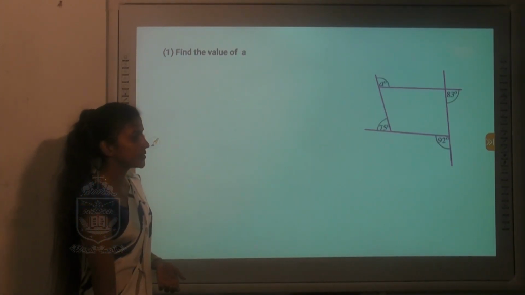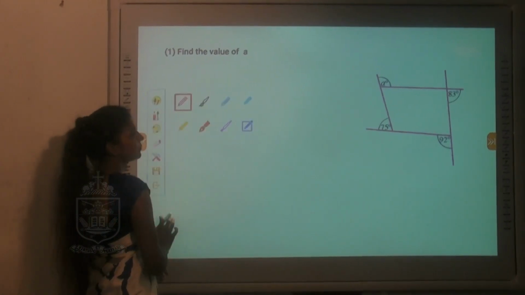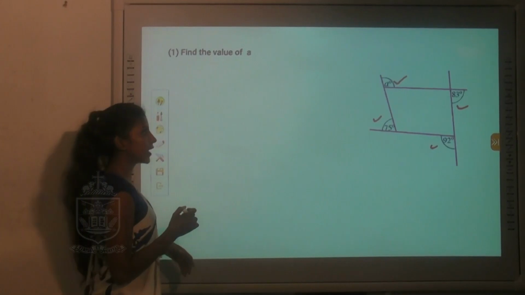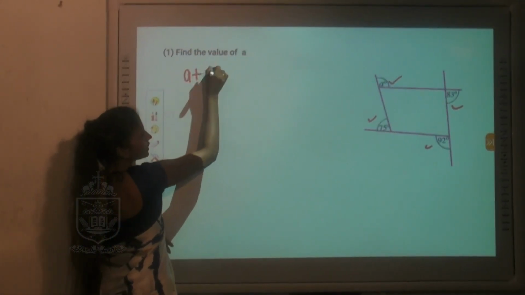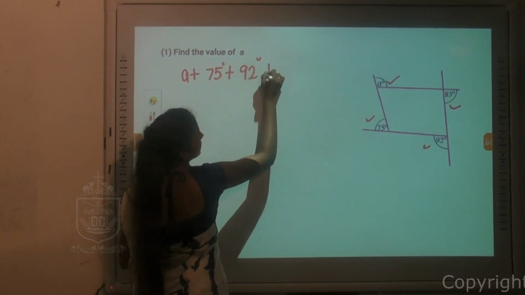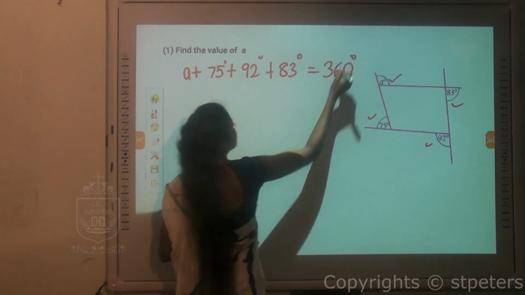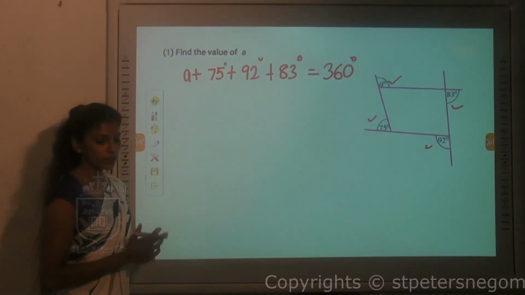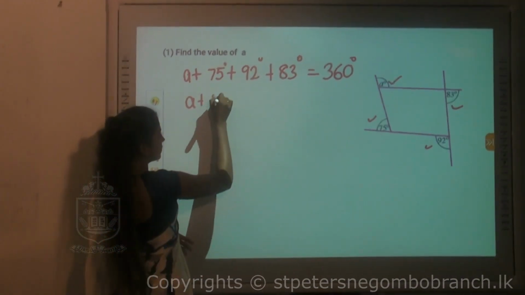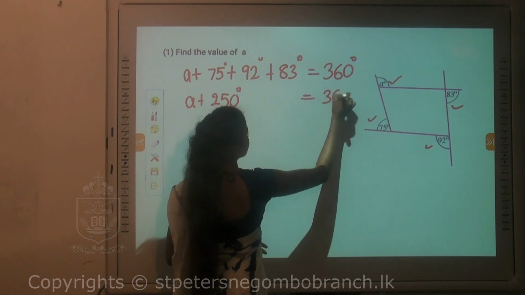Here you can see the four exterior angles are given in the quadrilateral. These are the four exterior angles. You can add all four exterior angles like this: A plus 75 degrees plus 92 degrees plus 83 degrees, which is equal to 360 degrees. So what is the total value? Once you add the three values, it is equal to 250 degrees, and here it is 360 degrees.